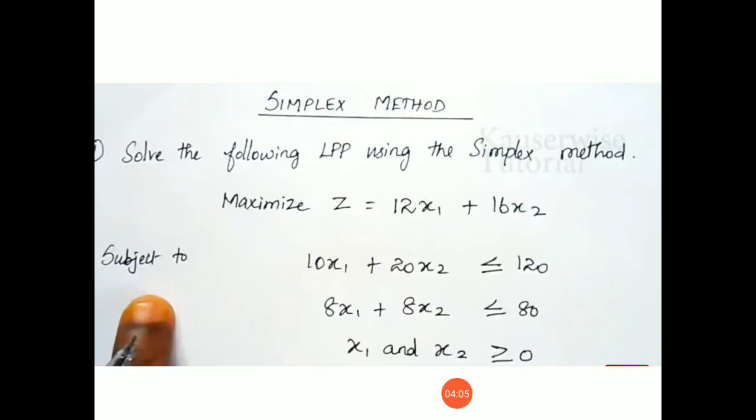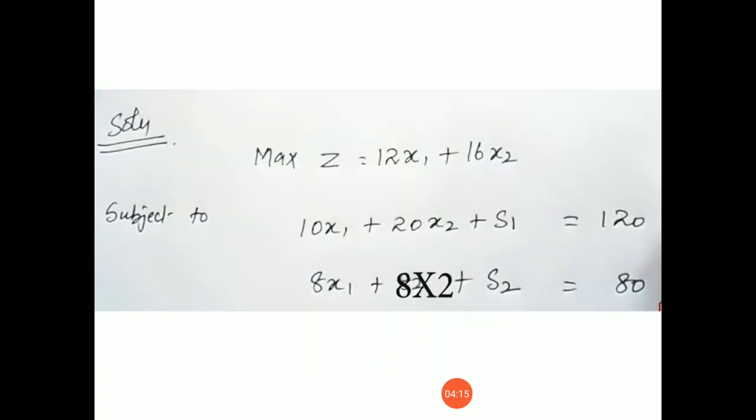Similarly, the second inequality constraint, 8x1 plus 8x2 less than or equal to 80, can be converted into the equation form by adding another slack variable, as shown here: 8x1 plus 8x2 plus s2 equal to 80. Therefore, I have added two slack variables to convert the two inequality constraints into equation form. Now I will be introducing these slack variables s1 and s2 into the objective function.